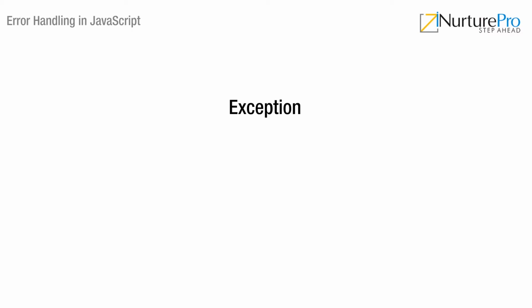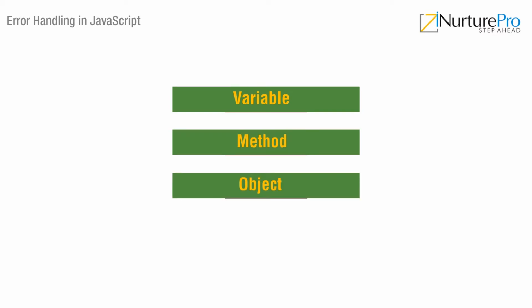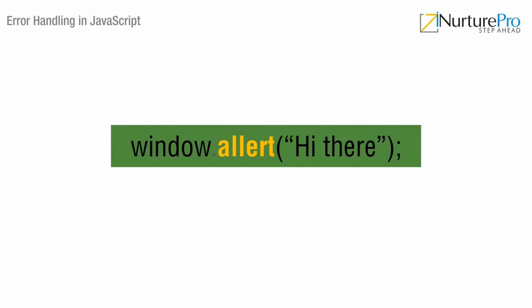For instance, runtime error occurs if you're referencing a variable, a method, or an object that does not exist, or attempting to utilize a resource that is not available. Look at this statement displayed on screen. This statement results in runtime error because there is no ALLERT alert method in the window object. Here, notice the incorrect spelling of alert spelled with a double L.